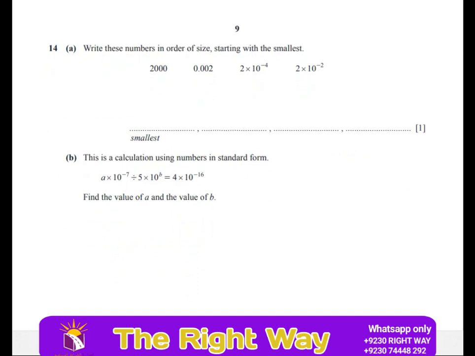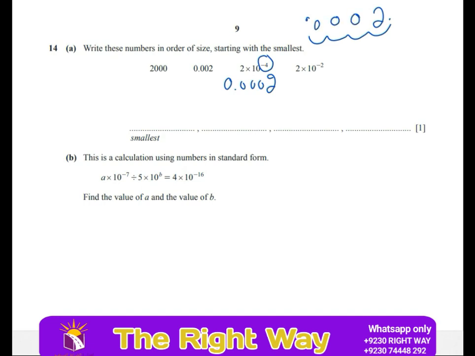Question number 14. Write these numbers in order of size starting with the smallest one: 2000, 0.002, 2 into 10 raised to power minus 4. 2 into 10 raised to power minus 4 will be equal to 0.0002, because 10 raised to power minus 4 means that I have to move my point 4 times. 1, 2, 3, 4. My point will be over here and these are the zeros.